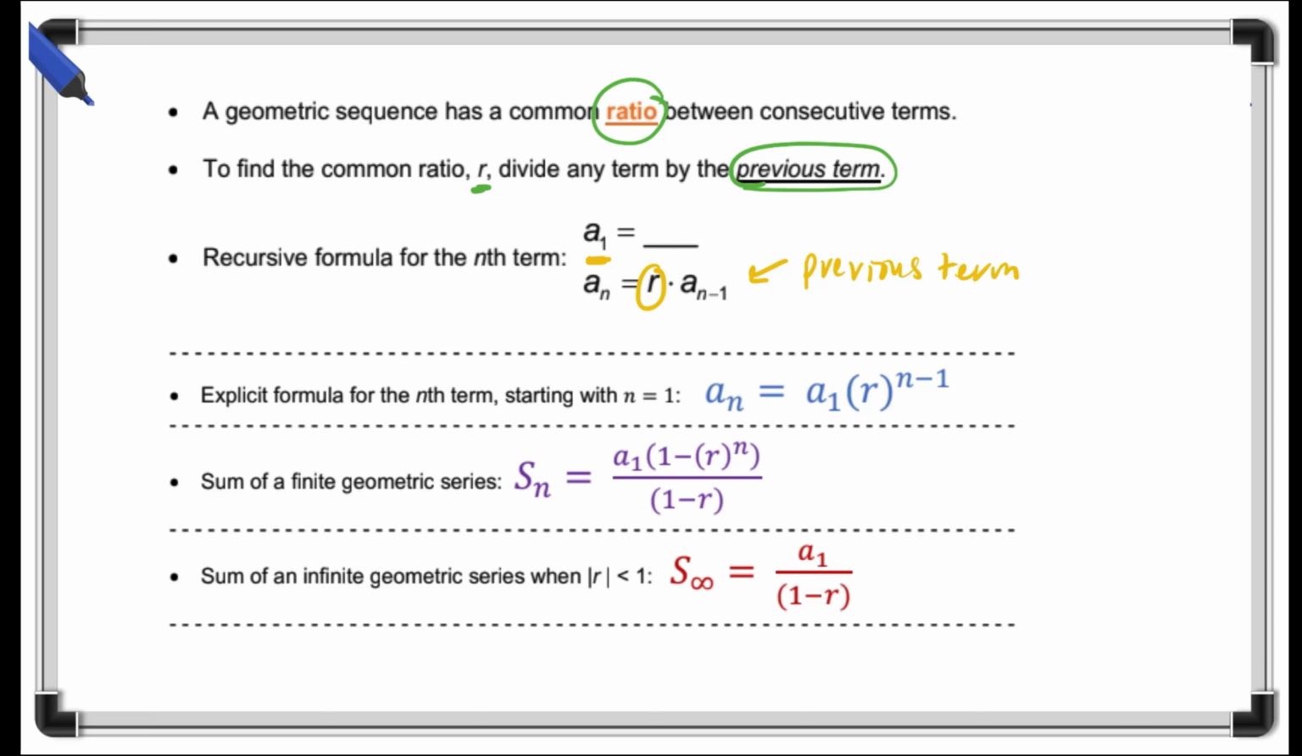Whenever you are trying to find the explicit formula for an nth term, starting when your n is 1, you have a sub 1 times your ratio to the n minus 1. Remember, this is just like that exponential formula that you learned before. Finding the sum of a finite geometric series is given as so. And when you are trying to find the sum of an infinite geometric series, when the absolute value of r is less than 1, you can use the formula like so. So let's look at some examples together, and then we'll use these formulas to help us answer those questions.